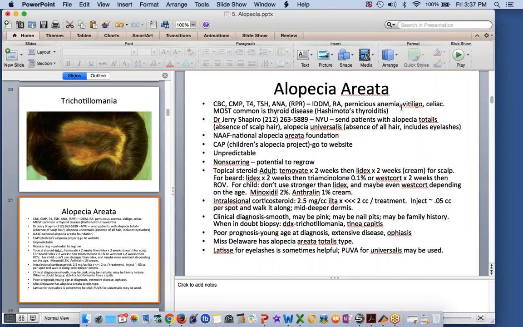The NAAF, the National Alopecia Areata Foundation, and the Children's Alopecia Project are areas that you could go to find information about the latest news and how you could help these patients. And when it's non-scarring, the hairs will tend to regrow because the root has not been damaged. And so there's better hope for these people.